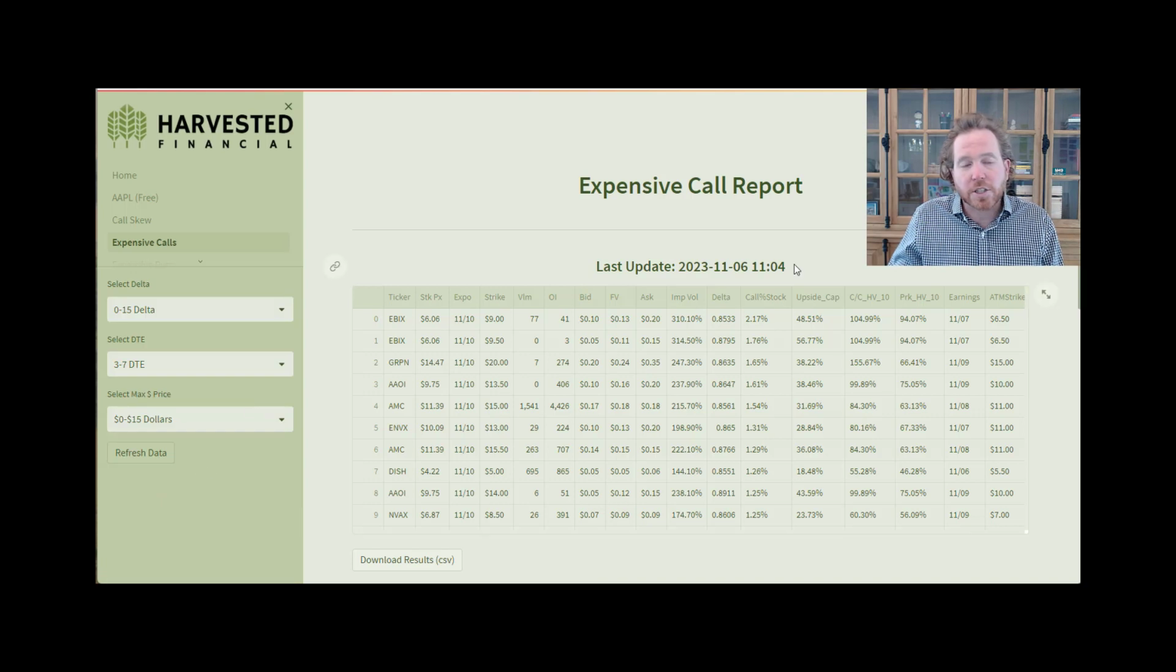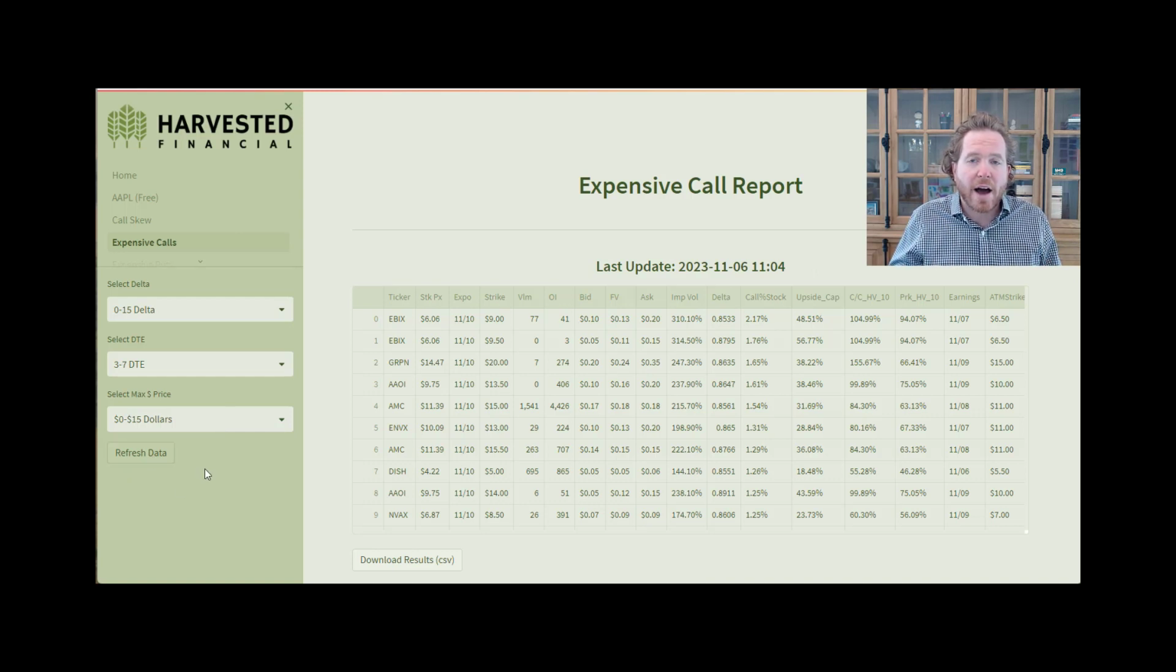One of the first things I want to check is what the update time is. So I can see here last update on November 6th at 11:04. It's 11:11 right now. So we know this is some of the latest data that's out there. Every 15 minutes, it goes out and refreshes market data. That's kind of the fastest snapshot we're allowed to provide, and analyzes and scans the market for these expensive puts. So now that we know we have the latest data, if we don't, again, we can hit that refresh data button in the lower left-hand corner.